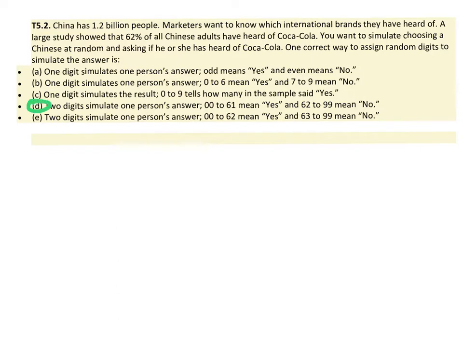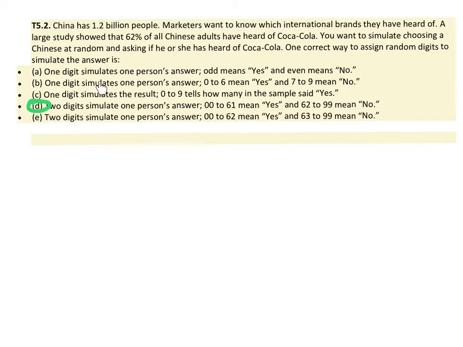Let 2 digits simulate one person's answer, where 00 to 61 means yes, and 62 to 99 would mean no. This would work because we're trying to say that 62% have, and we have 62 digits here. The remaining would have to be the no. Letter A does not work. A 1 digit simulates a person, meaning yes and no. If you did 1 digits, you would be talking like 10%, 20%, 30%, something like that. Because if it's 62%, we do have to go out to 100 or the 2-digit numbers.